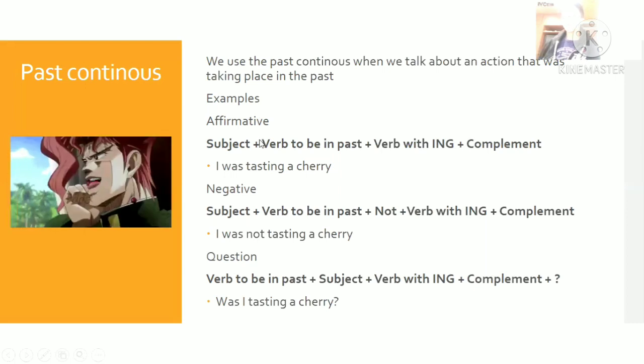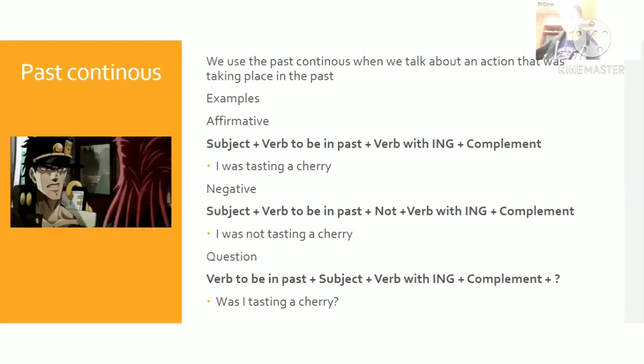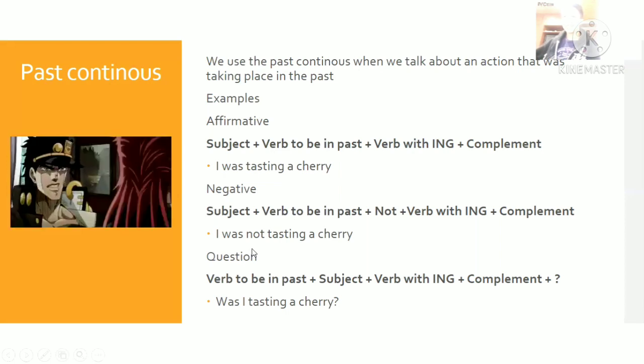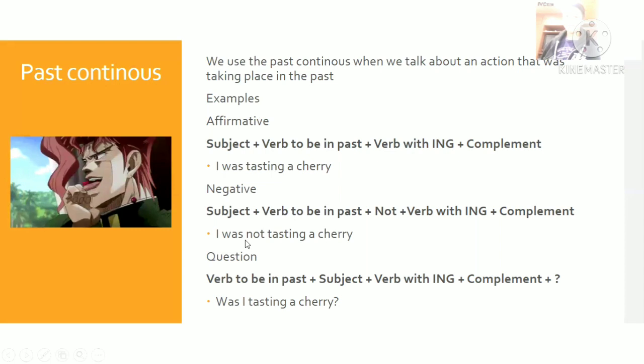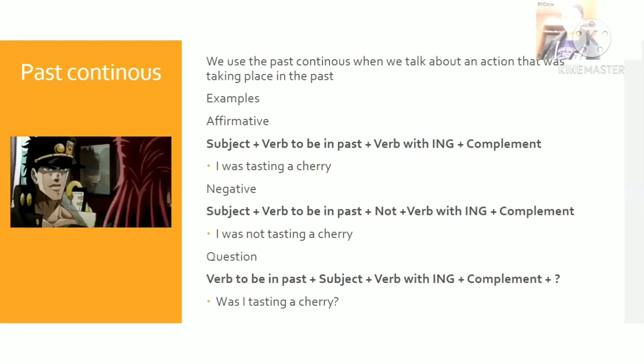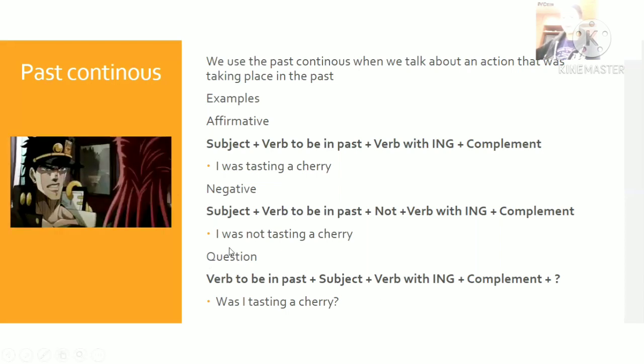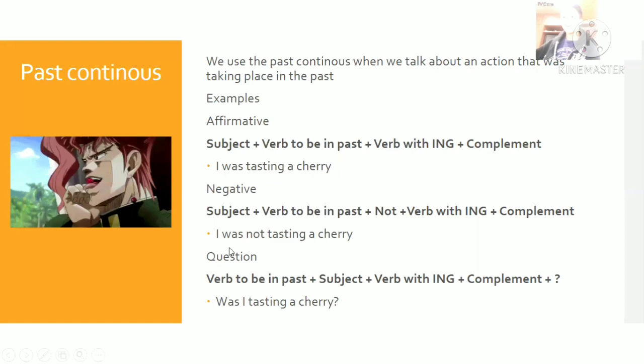In negative form, we have subject plus verb to be in past plus not plus verb with ing plus complement. And it is: I was not tasting a cherry. In question form, we have verb to be in past, subject, verb with ing, complement, and question mark. And the example is: was I tasting a cherry?